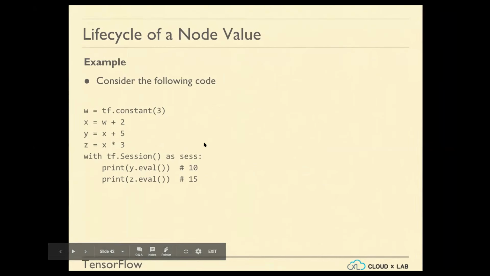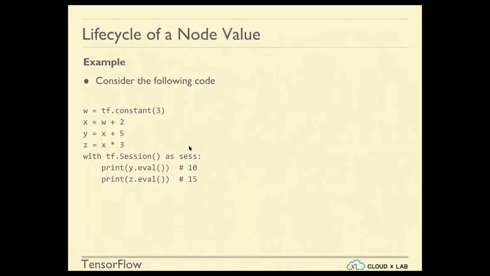Now, in this code, what you notice is that when we say y.eval, it's going to compute x, right? And then when we say z.eval, it's going to compute x again. So x will be computed twice, because we are calling y.eval and z.eval.